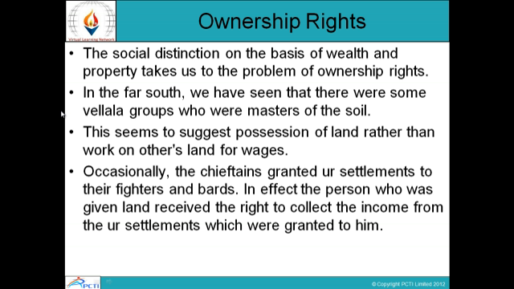Ownership rights. The social distinction on the basis of wealth and property takes us to the problem of ownership rights also. The social distinction, the status on the basis of wealth and property, also gives rise to ownership rights. In the far south, we have seen that there were some Velala groups who were masters of the soil. This seems to suggest possession of land rather than work on others' land for wages. Occasionally, the chieftains granted their settlements to their fighters and bards. In effect, the person who was given land received the right to collect the income from the settlements which were granted to him.